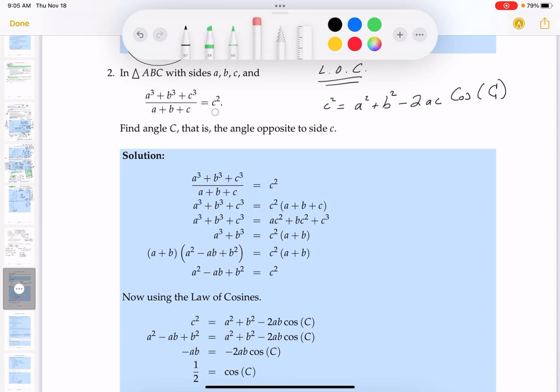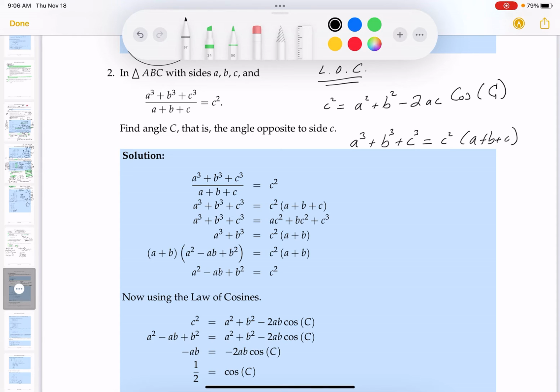And one thing I would probably do is just simply clear the fraction. And let me write this down for you. And what would you get? Let's see. You'd get A cubed plus B cubed plus C cubed, and I'm multiplying both sides by A plus B plus C. So you get C squared times A plus B plus C. Now, by the way, that may not help me at all, but I'm kind of still looking at it, and let me just keep going with this.